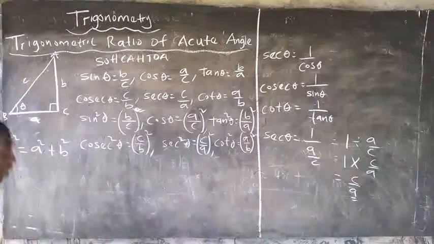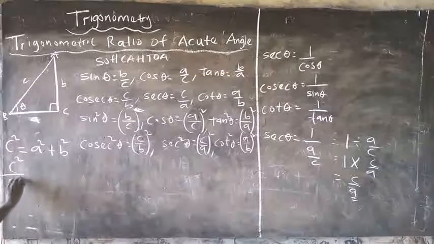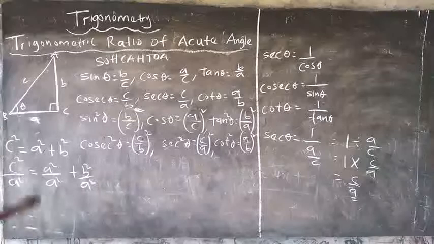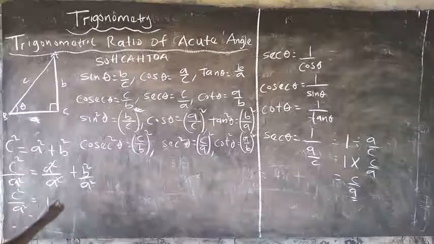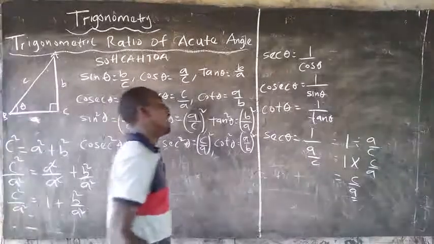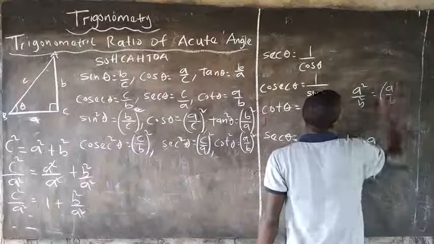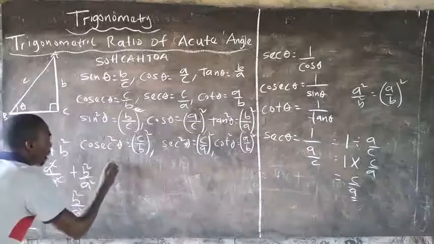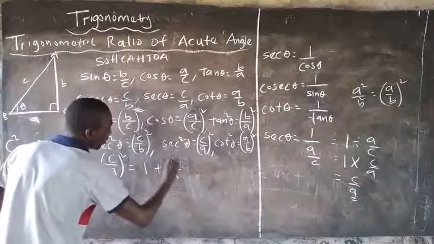It means that c square over a square will be equal to a square over a square plus b square over a square. And don't forget that this one will cancel this down, we are left with 1. So it means that c square over a square is equal to 1 plus b square over a square. Don't forget, in your law of indices, anytime we have a square over b square, it is still the same thing as a over b all squared. So here we will have c over a all squared equals 1 plus b over a all squared.